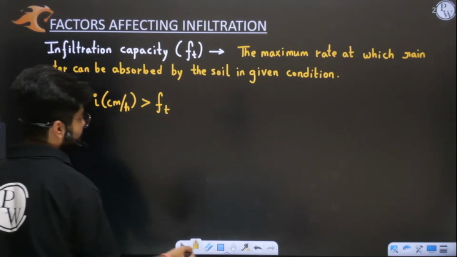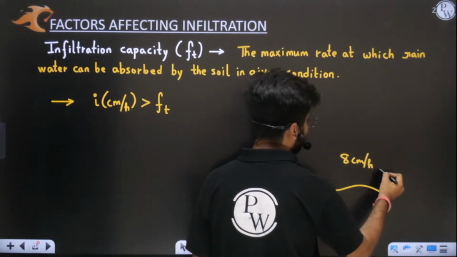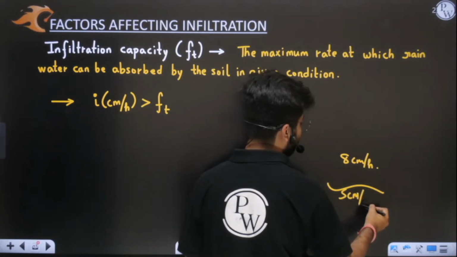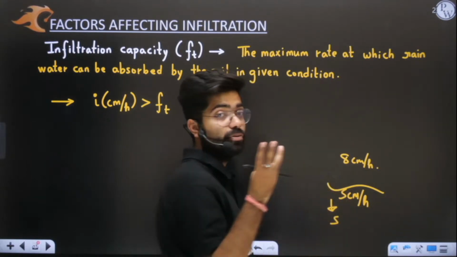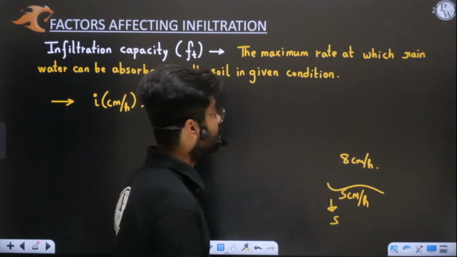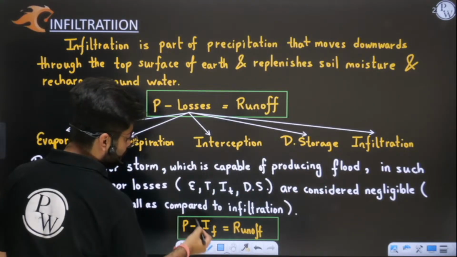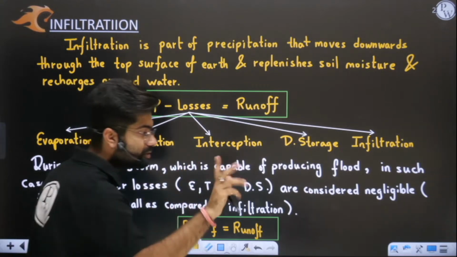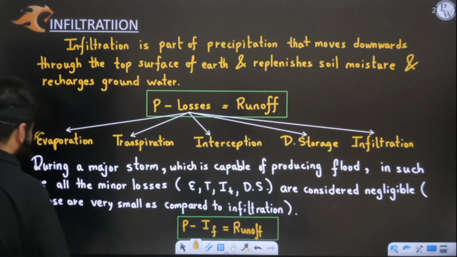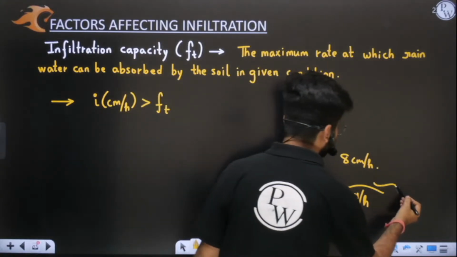So let us take an example. Let us say 8 centimeter per hour rainfall is there and the soil can absorb only 5 centimeter per hour. Obviously out of this 8, 5 will go into the ground. What will happen to the remaining 3? Tell me. How much will be the runoff? 3. The remaining 3 will go in the form of runoff. Yes or no?